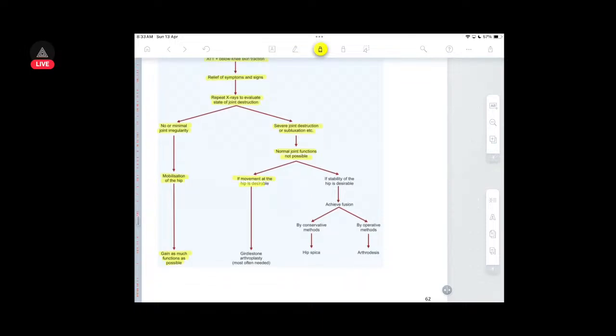So if movement at the hip is desirable, you have to do Girdlestone arthroplasty. If stability of the hip is desired, then you have to do fusion. By conservative methods, you can do spica, or by operative method, arthrodesis.